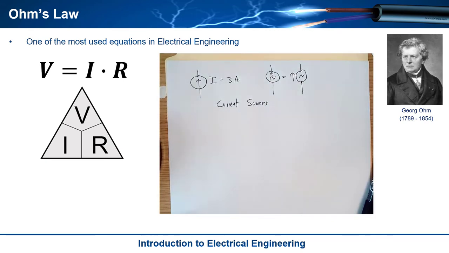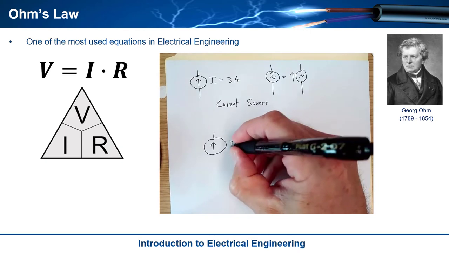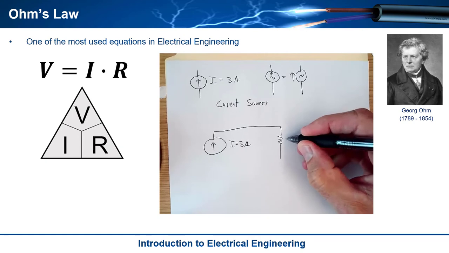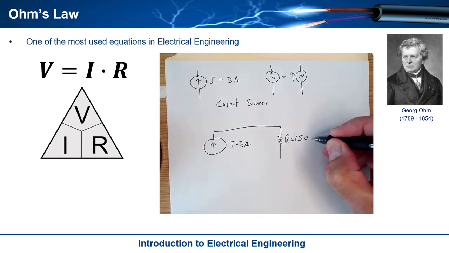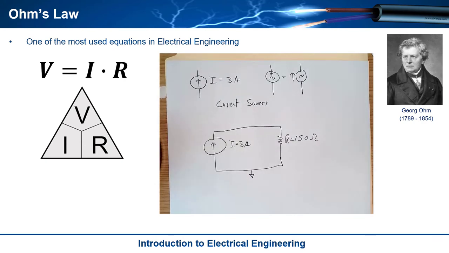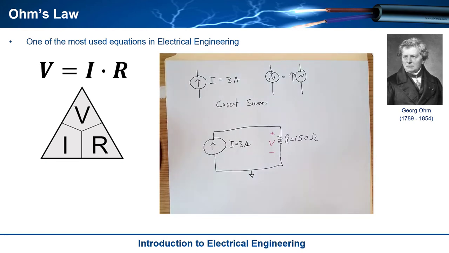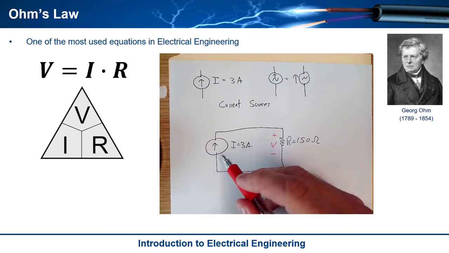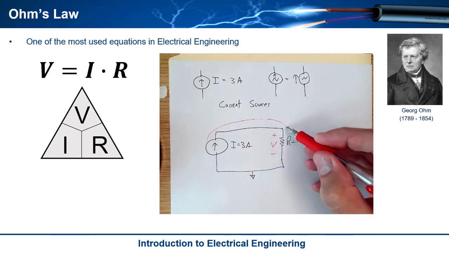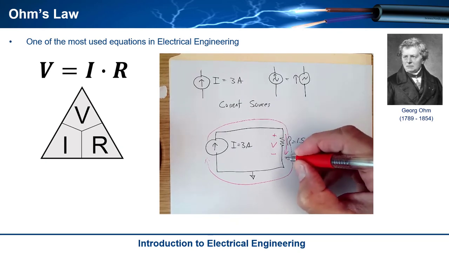Let's say that I had a circuit where I is equal to 3 amps, and I connected that to a resistor that was equal to 150 ohms, same resistor as last time. Then I slap my ideal ground in there, and I say, what is the voltage across that resistor? Well, if this current is going to flow here, it's going to flow in a loop. So I know that this current is flowing all the way around.